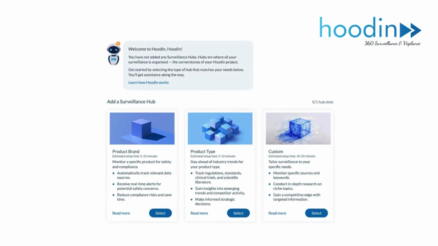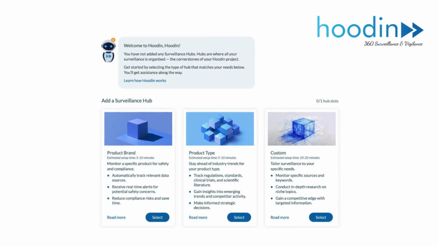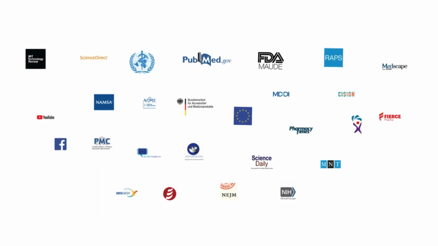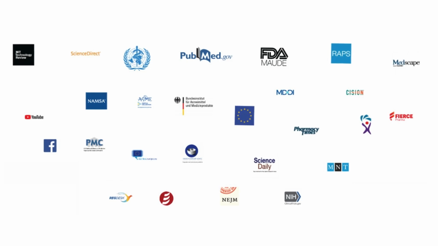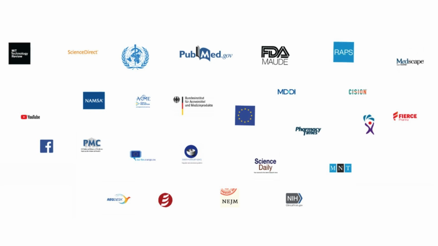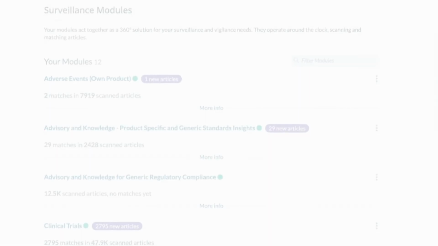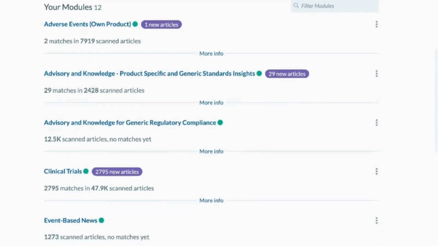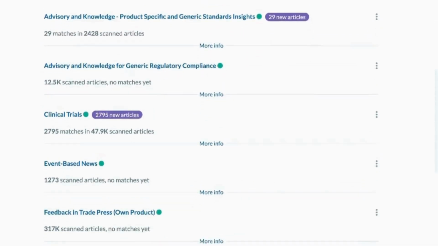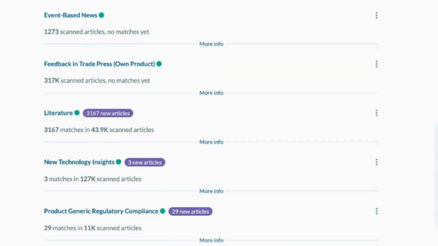That's where Houdin comes in. Houdin simplifies and automates adverse event monitoring by collecting and analyzing data from multiple sources in real time. The platform pulls data from official adverse event databases such as MAUDE, but it also scans forums, trade press, and social media platforms where suspected adverse events may be discussed. This comprehensive approach ensures you have access to real-time information about your product and similar products all in one place.